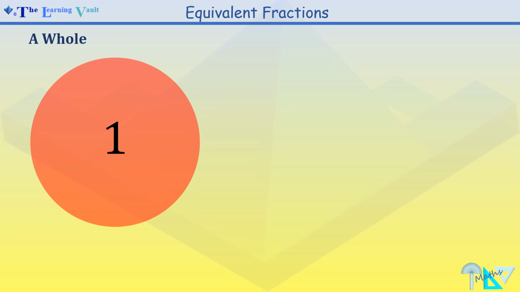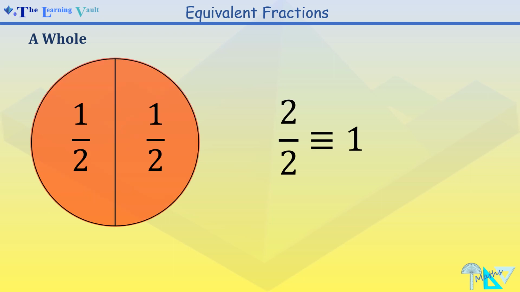Now let's look at one whole. Now let's look at halves. We have that 2 halves makes a whole. So we have 2 over 2 is equivalent to 1. You'll notice there I've used the symbol equivalent, and this is what I'll be using for the rest of this video. Now some books will have them as equal sign, which is relatively fine, but I thought we'd introduce the symbol equivalent this time around, since we're working with equivalent fractions.